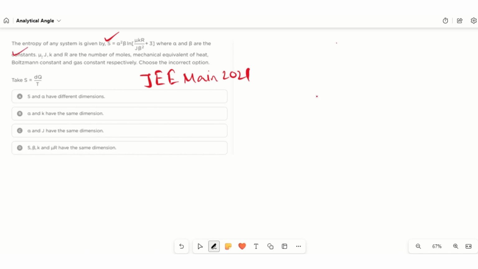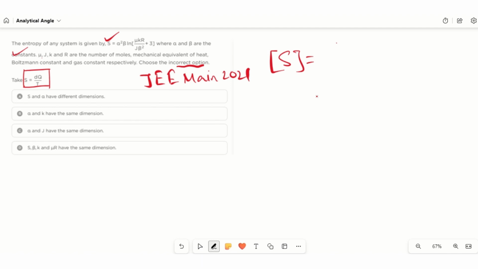Mu, J, K, and R: Mu is the number of moles, the mechanical equivalent of heat is J, Boltzmann constant is K, and gas constant is R. And it's also given that S is equal to dq by T. So we have to choose the incorrect option among these. So first of all, we need to find the dimension of S.